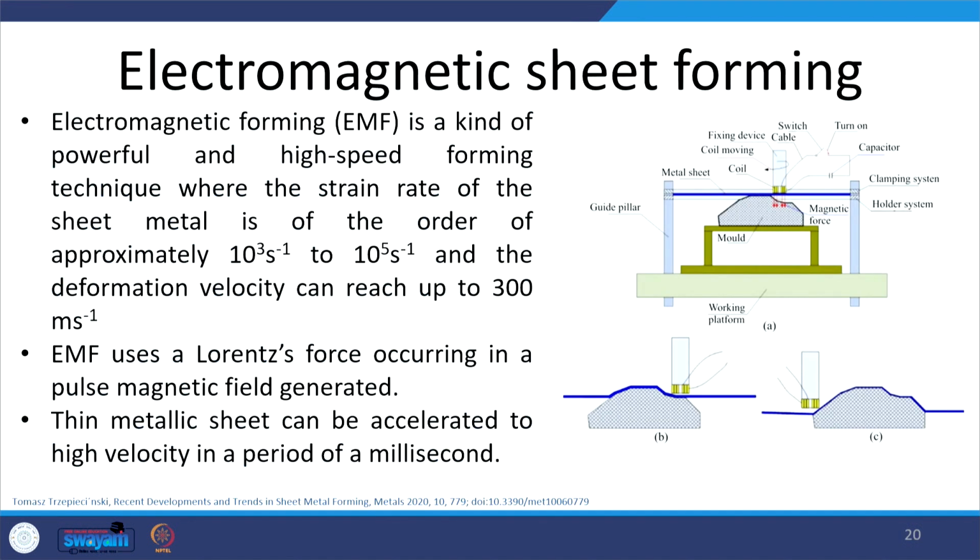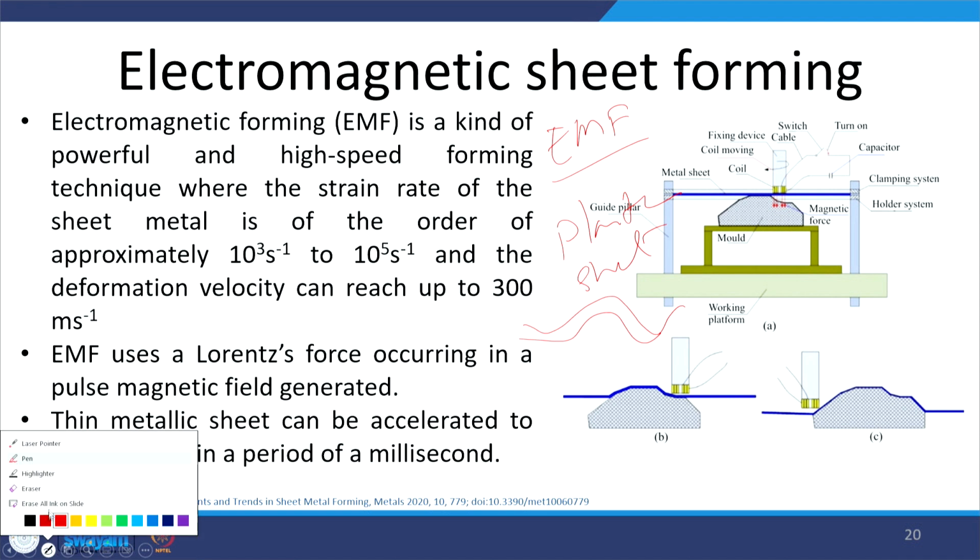Electromagnetic sheet metal forming is another advancement where electromagnetic force is used for realizing the plastic deformation of the sheet metal, and the shape of the die allows that when the force is applied, the sheet deforms and follows the shape of the die in order to produce the component as per the requirement. Okay. So, this is the idea.